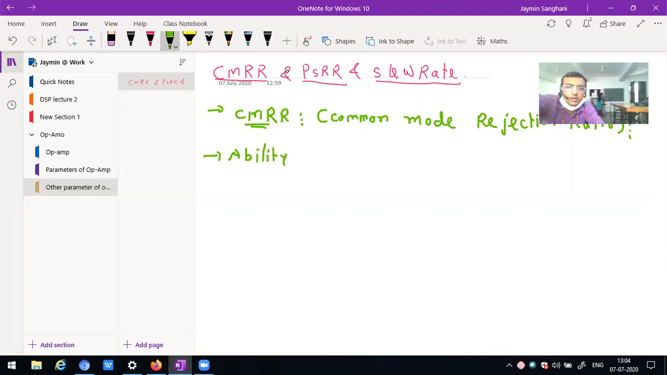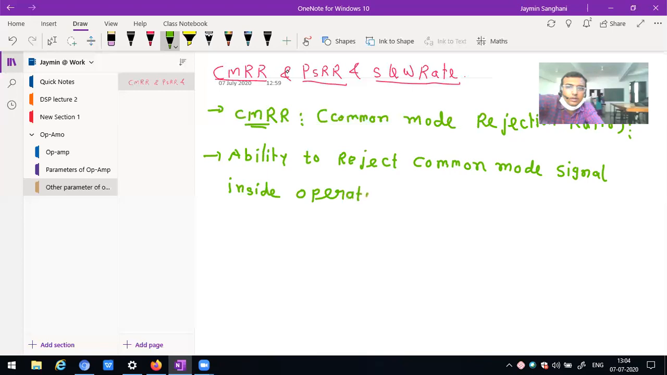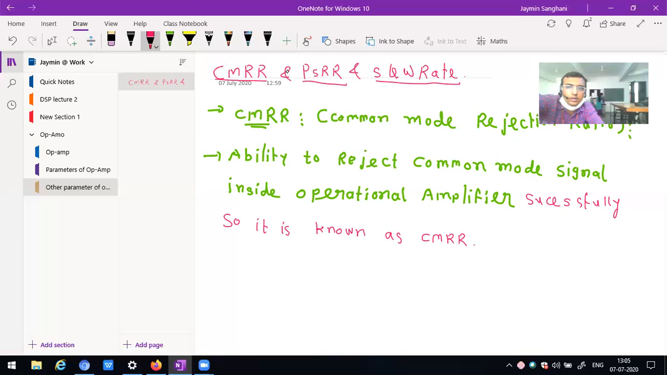CMRR is the ability to reject common mode signal inside the operational amplifier successfully. So it is known as common mode rejection ratio.